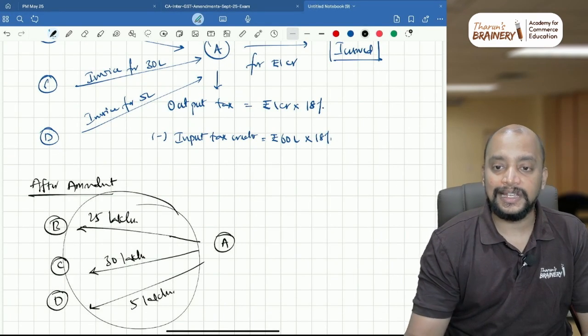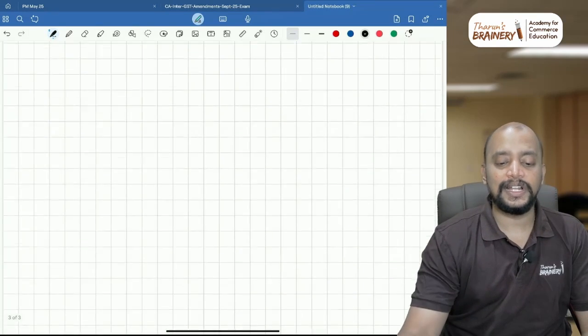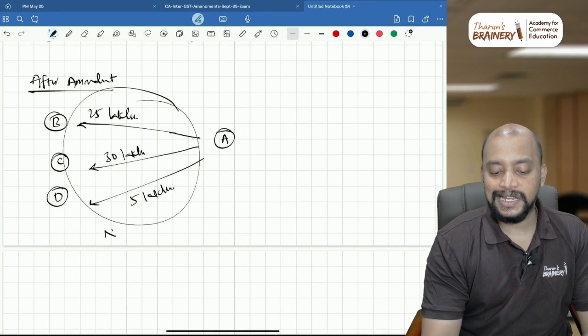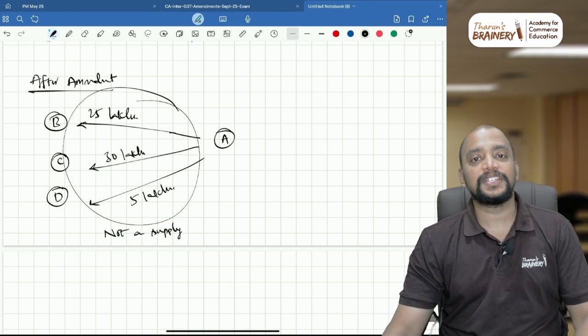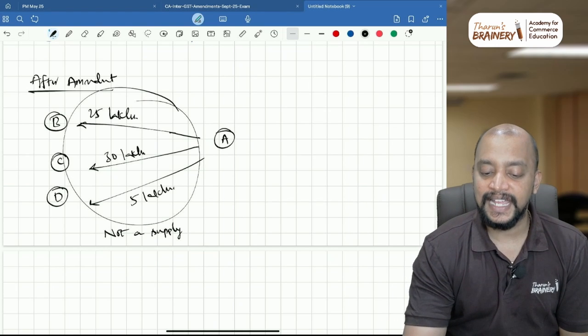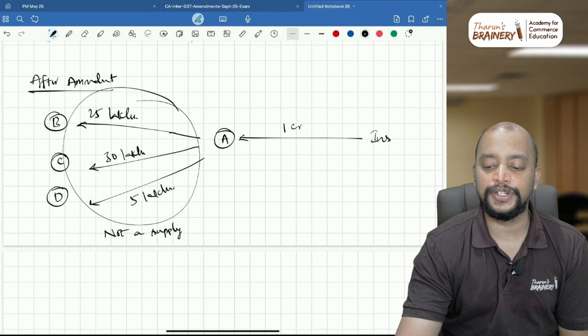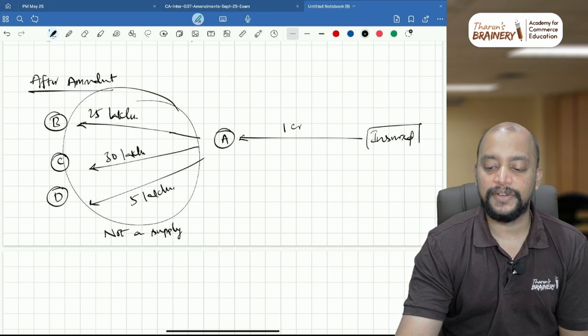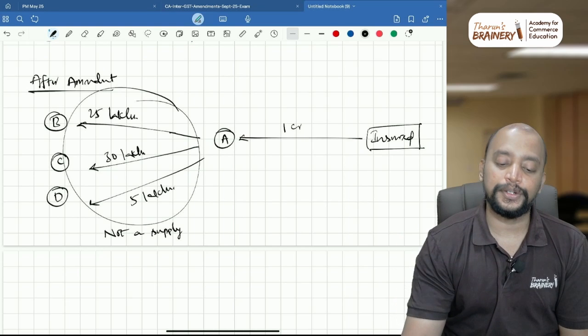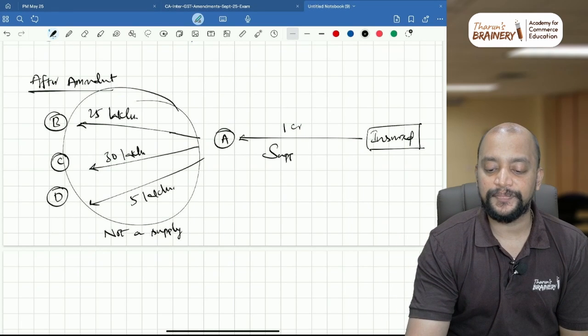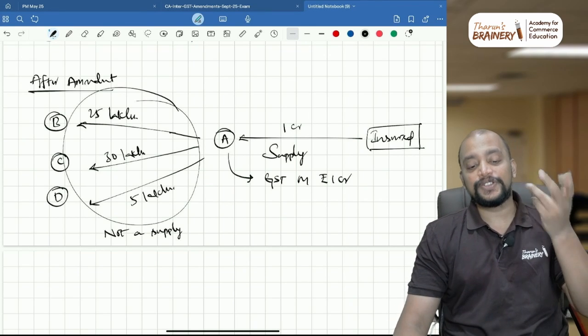All these three is not a supply, which means will not be chargeable to any GST. But A is collecting 1 crore from insured. That 1 crore is treated as supply, and A is required to pay GST on rupees 1 crore. Is it clear? That is post amendment.